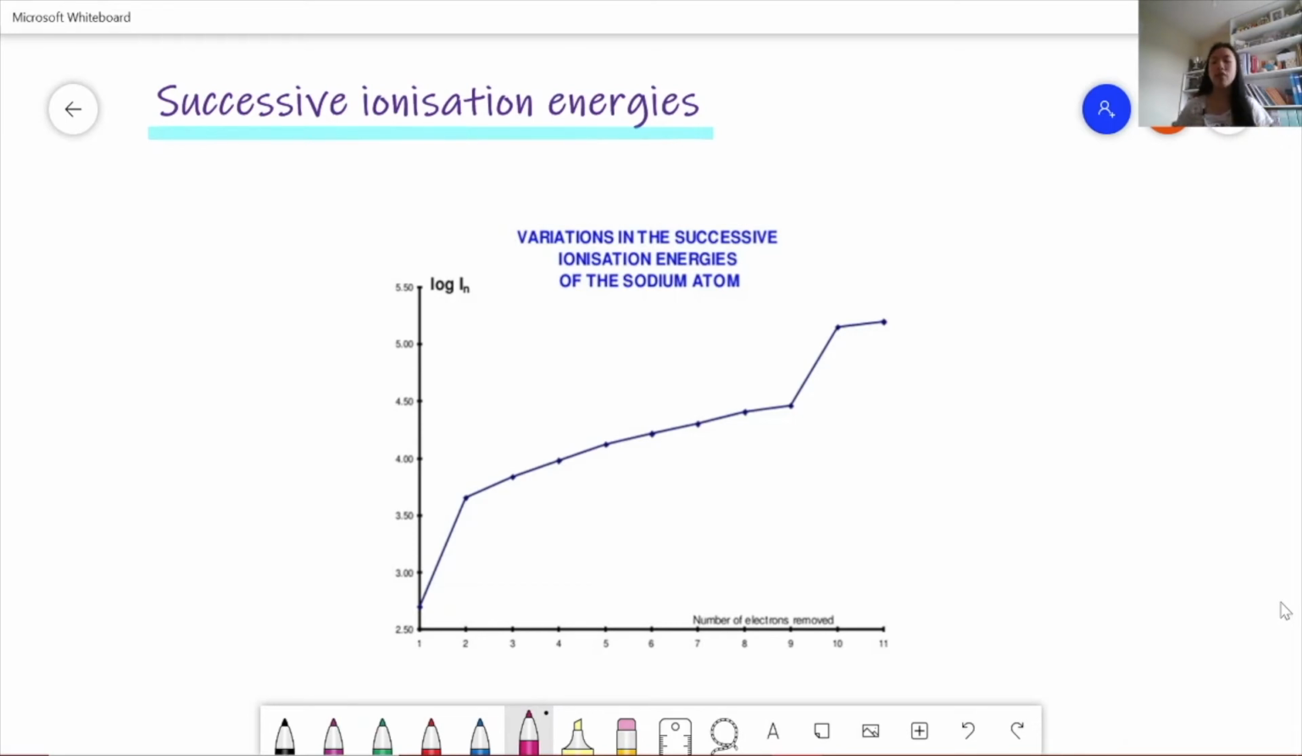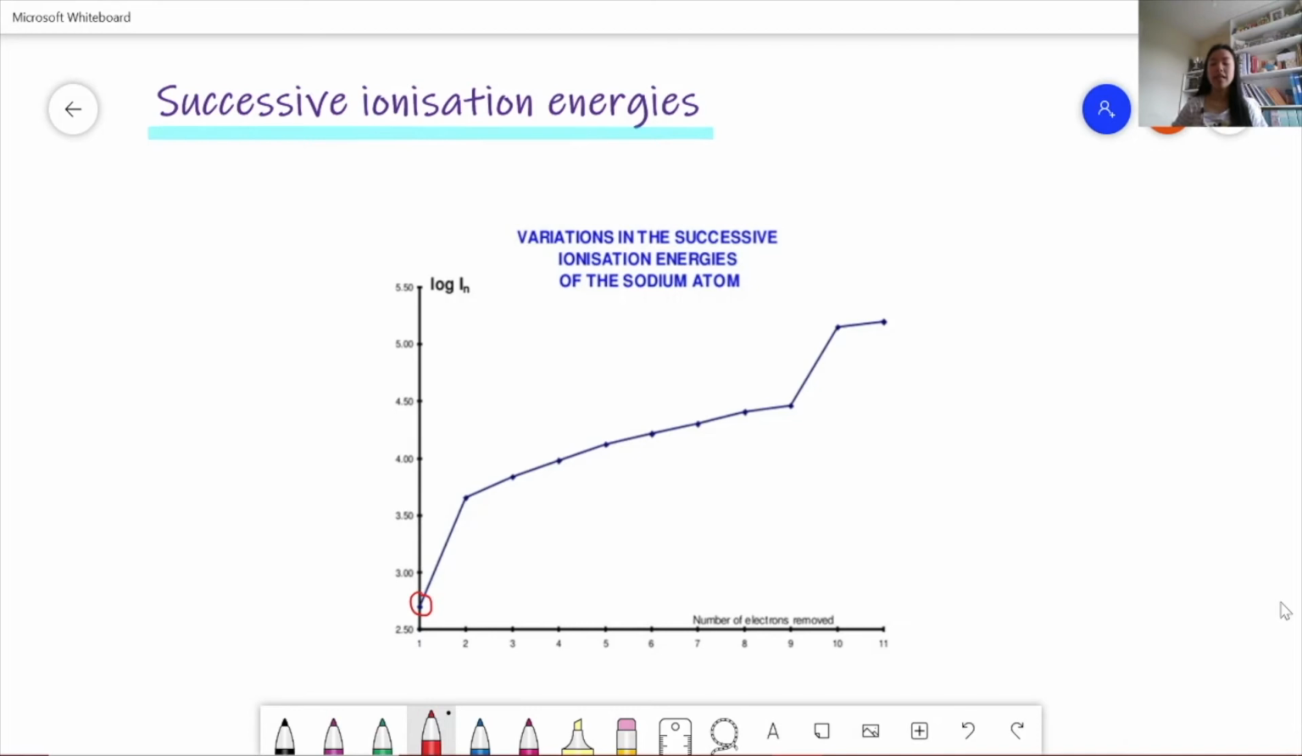So looking at this graph, what we have is the log of the ionization energy on the y-axis, and then the number of electrons removed on the x-axis. So we can see for this sodium atom that the first electron removed, which is this one here, takes the lowest amount of energy to remove. And then we have a big jump, and then we have a set of 8 electrons, which also increase in the ionization energy needed to remove them. And then we have another big jump again, and then 2 more electrons. And so we're going to go into more detail about why we have this.